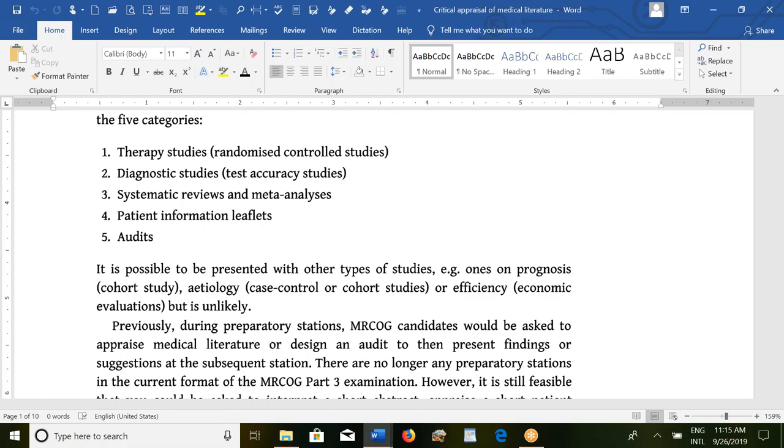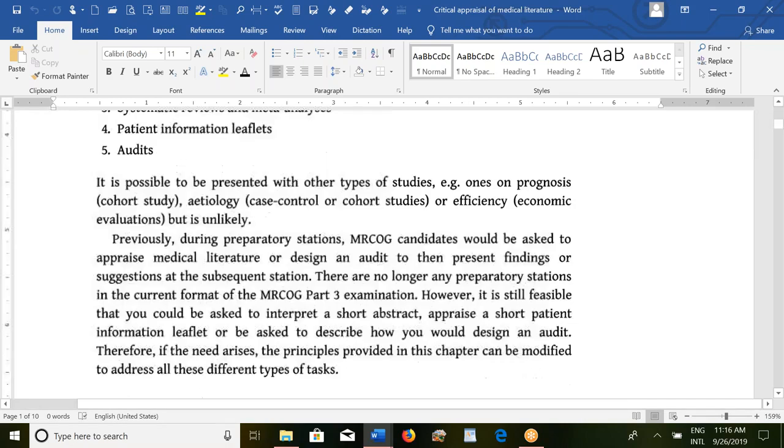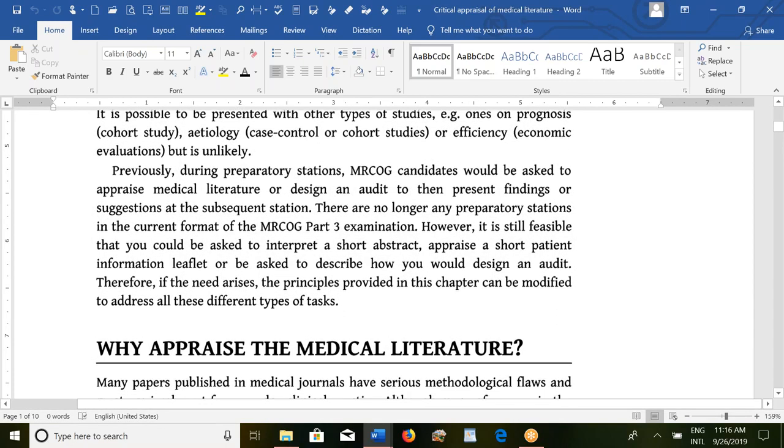Then if you have to find out the cause of disease, the etiology, then you will do a case control study or again a cohort study. Or if you want to see how efficient a drug or intervention is, then you have to do economic evaluations, but usually this is not your job. This is the job of the quality control departments.